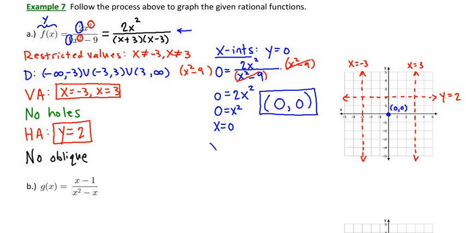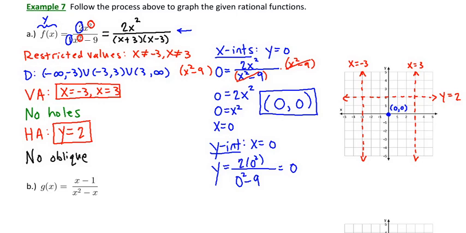If you weren't paying attention, just to give you a demo here, to find the y-intercept, we set x equal to 0. So notice we would have 2 times 0 squared over 0 squared minus 9, which would give me 0. So that would give rise to the same point. So we're ready to sketch the graph, but we only have one point on the graph.